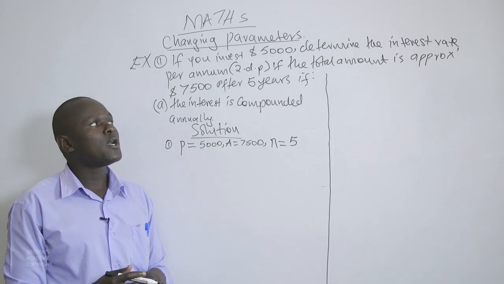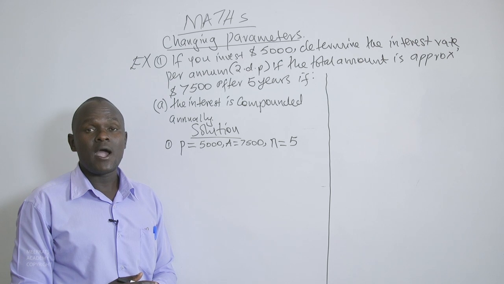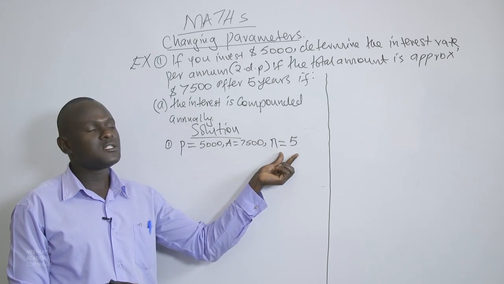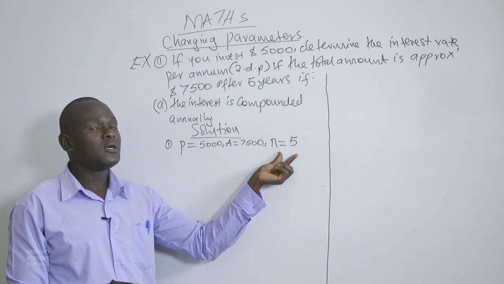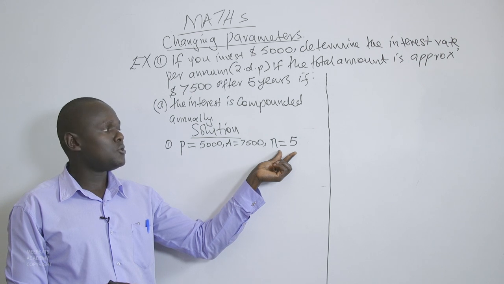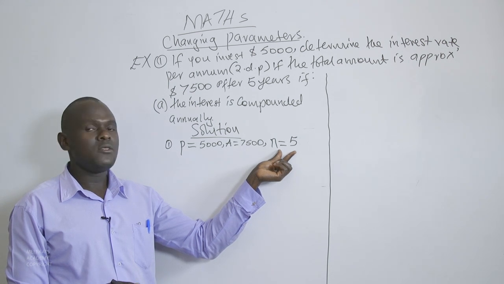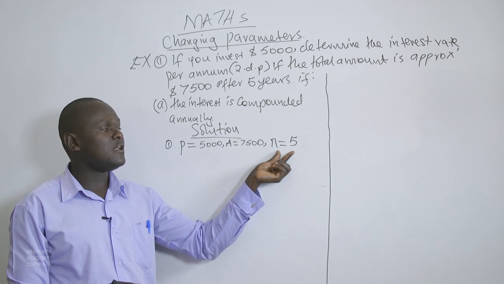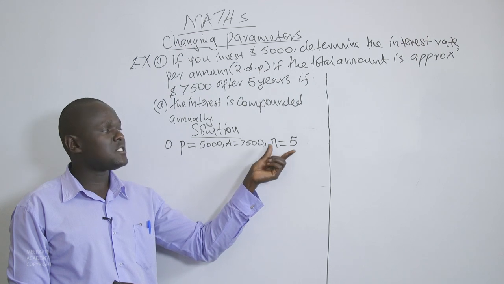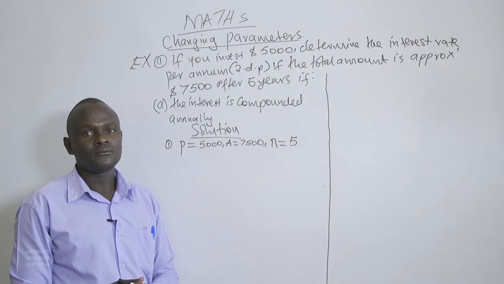Remember, we've been told to calculate the interest rates per annum. So it means we are not going to make any adjustment on our period. We will use the period the way it is. But any variation in the rates will also attract some adjustments on the period.